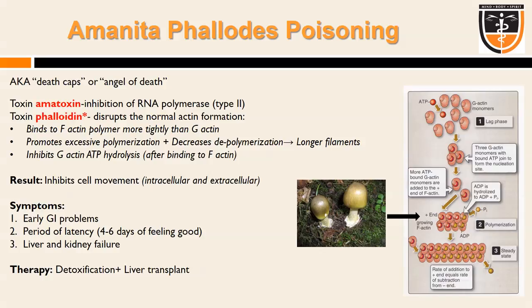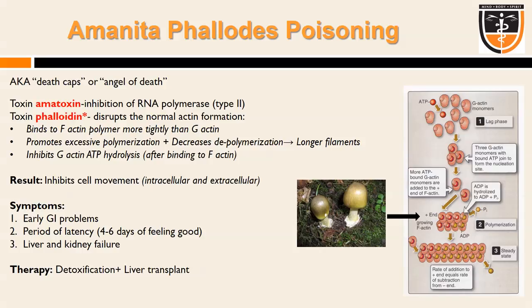And what does the phalloidin do? It disrupts the normal actin formation. It binds to F-actin much more strongly than G-actin. The toxin binds to the F-actin and makes it much stronger. It prevents the breakdown of this F-actin, and it also prevents the ATP hydrolysis inside. So F-actin continues to grow and grow and grow, and it doesn't get broken down. Eventually you have a cemented cell full of these F-actins, and these cells will die. This abnormal growth of the F-actin will inhibit both intracellular and extracellular cell movement.